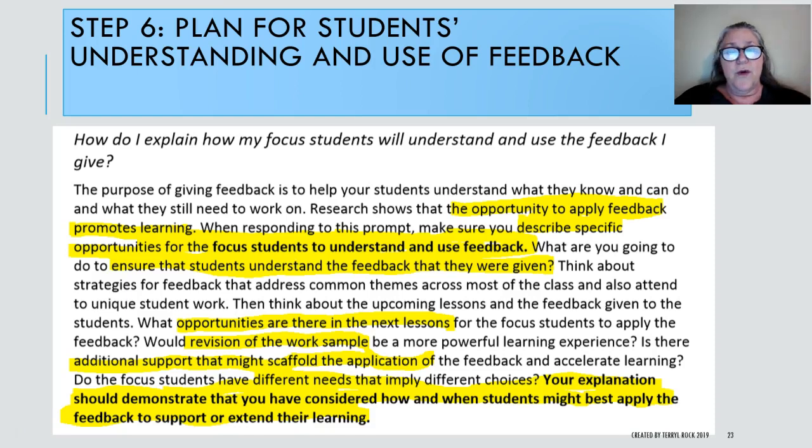And so I have to figure out a way, just like you do, of how am I going to push it? How am I going to get my students to look at the feedback, to try to come to an understanding of the feedback, and then apply it? Because research has shown that the opportunity to apply feedback promotes learning. So when you respond to this prompt, you'll want to make sure that you describe specific opportunities for the focus students to understand and use feedback.